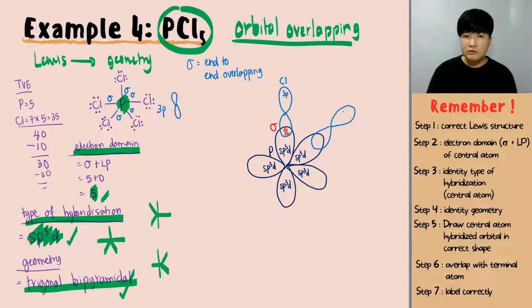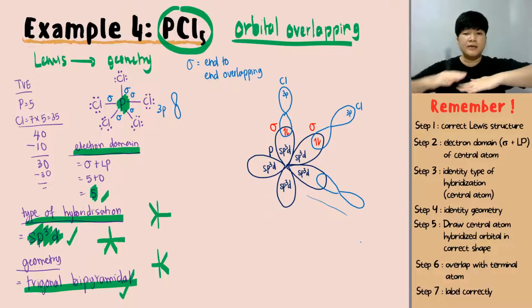Okay, make sure you label them. That is my 3p of the chlorine, having 2 electrons in the overlap area to form 1 sigma bond. Alright, another sigma with another sp3d hybridized orbital. Just make sure they are end-to-end overlapping. Alright, can you see the straight line? So, when you overlap end-to-end, it must form a straight line.